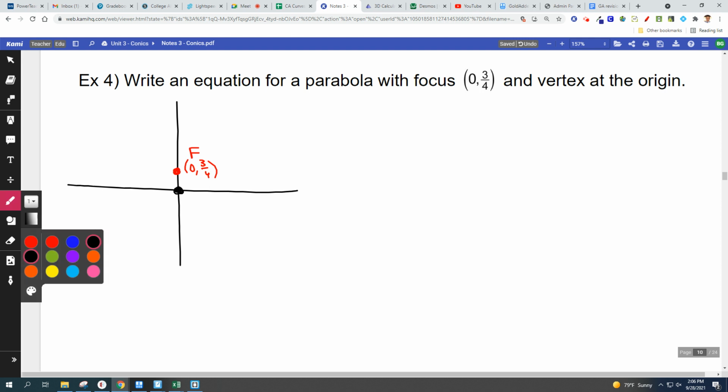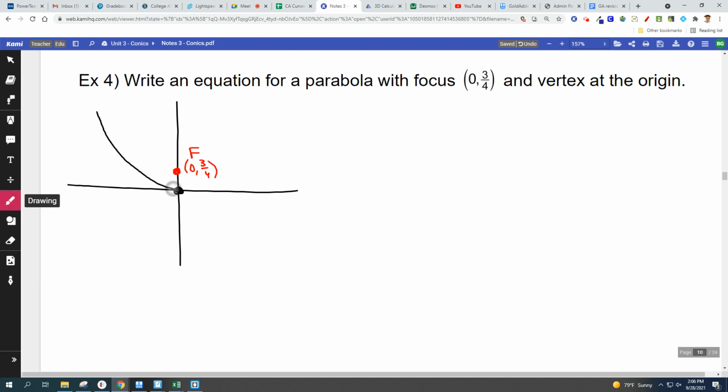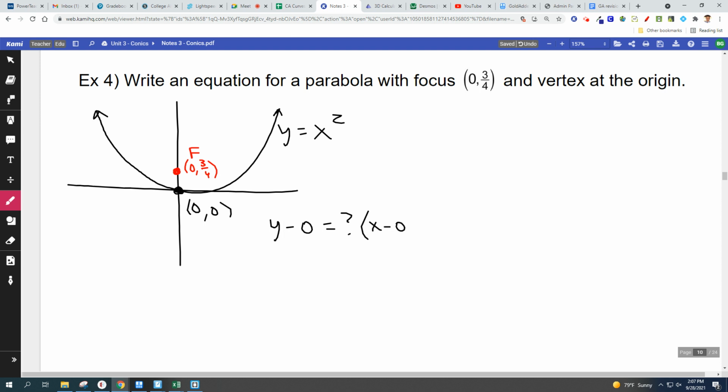So that must mean that your parabola looks like this, because the focus has to be inside. We can see a couple of things from this picture. We can see the vertex is 0, 0. We can see that this is pointing up, and so this has got to be a y equals x squared graph, or y minus 0 equals something times x minus 0 squared. That's what it looks like.